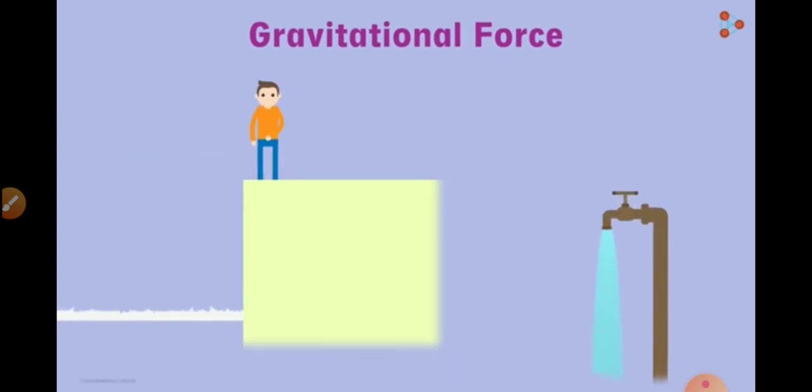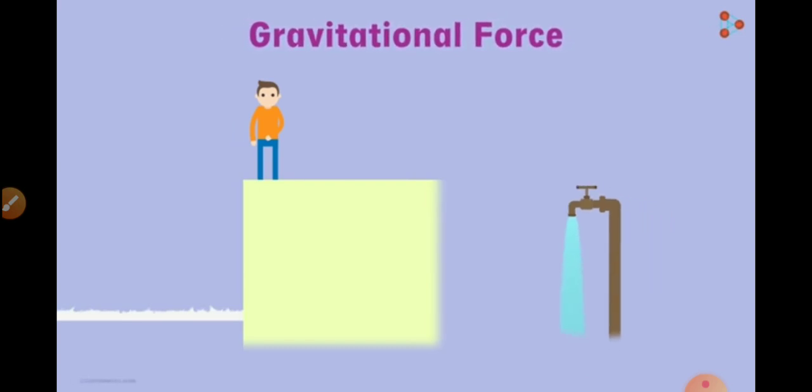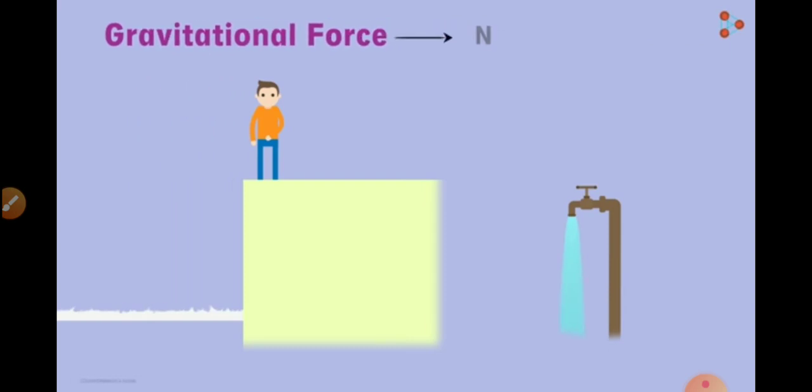Same example, when running water from the tap falls in a downward direction, that is also the gravitational force. It falls because of gravitational force. Therefore it is also a non-contact force. So gravitational force is also a type of non-contact force. There are so many examples we can give of non-contact forces. So non-contact forces are the forces where there is no contact between the two objects. That is called non-contact force.